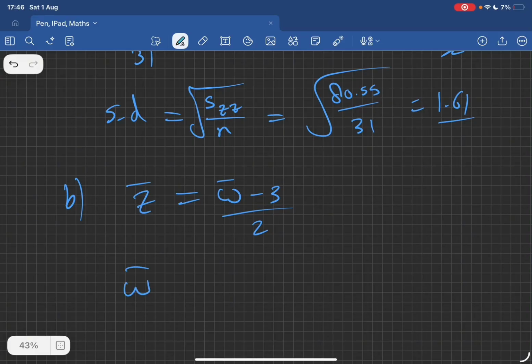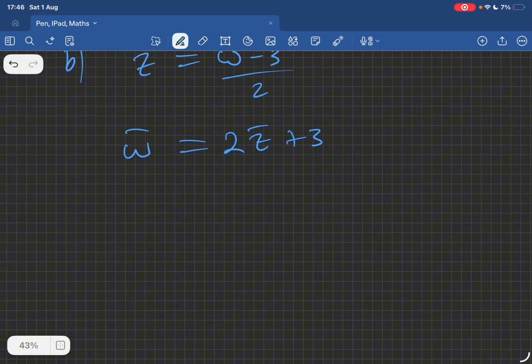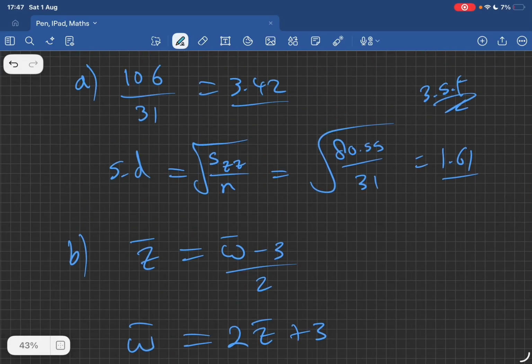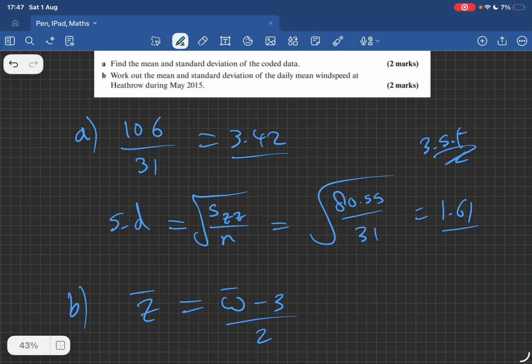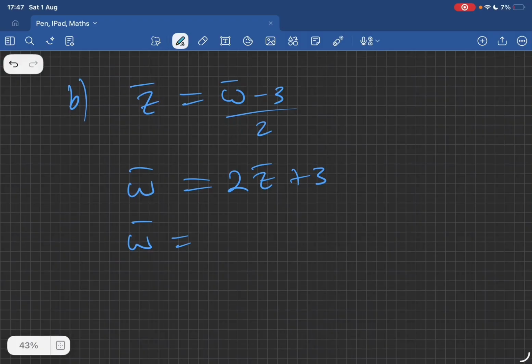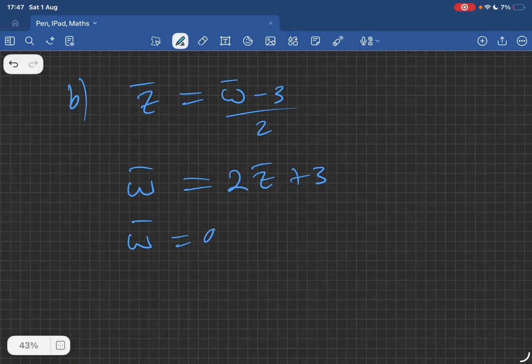So w when rearranged is going to be 2 lots of z plus 3. So we know that our mean for w is going to be 2 lots of z. What do we have z as? 3.42. So 2 times 3.42 plus 3, 9.84. That is our mean.